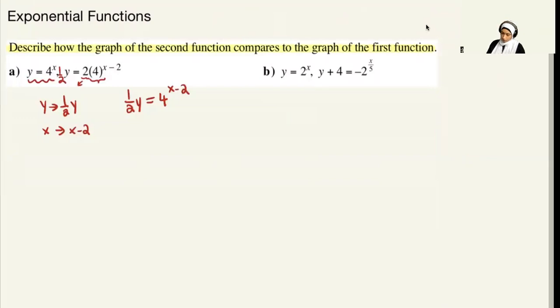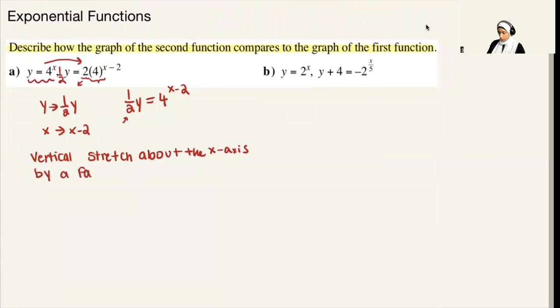Well, the y, if I multiply by the reciprocal of this, then I have a vertical stretch. So from here to here, we had a vertical stretch about the x-axis by a factor of 2. Okay, so that's our first one.